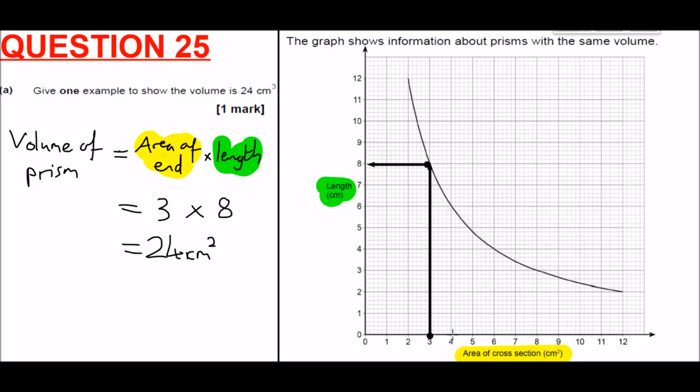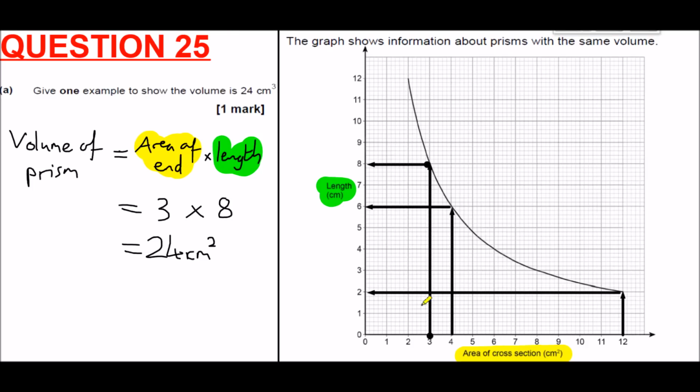So for example, you could have picked 4 and 6, because 4 times 6 would give 24, just as 3 times 8 would as well. And even at the end here, you could have picked 12, and the area of the cross-section is 12, just reading along from there, the length would be 2. So 12 times 2 is 24, 4 times 6 is 24, and the ones we picked, 3 multiplied by 8, is 24. So I'm just showing there how you could have used more than one example.